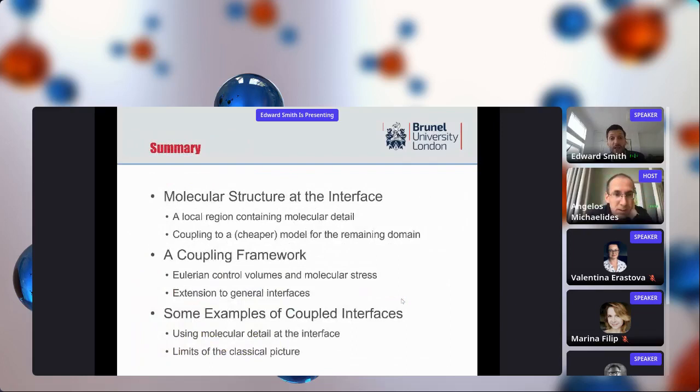I've talked about molecular structure and interfaces. The idea is a local region that contains molecular detail linked to a much larger continuum framework. The coupling framework I talked about is an Eulerian control volume, and that gives you a form of molecular stress, and it can be extended to more general interfaces. I talked about some examples of coupling, where we can build molecular detail into a larger scale continuum simulation. And I talked about some of the limits of that classical picture, where I believe the detail of many of the techniques we talk about today can be incorporated.